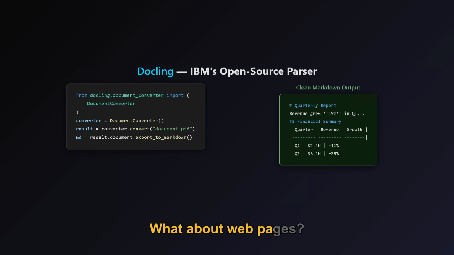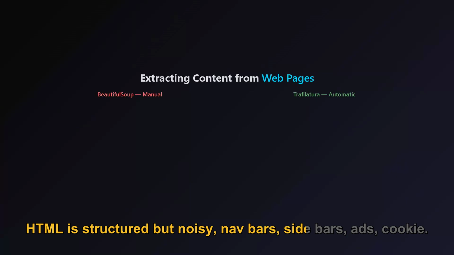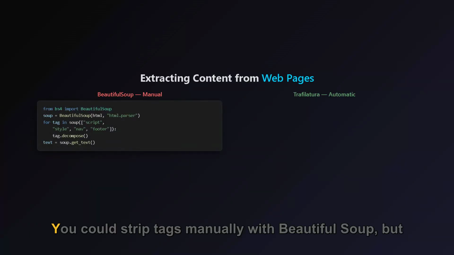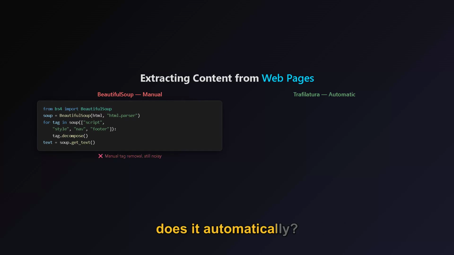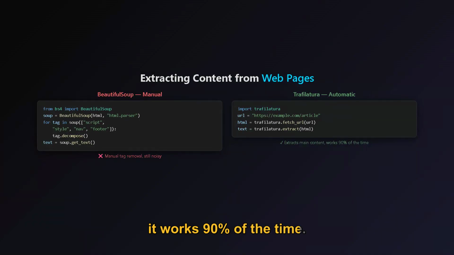What about web pages? HTML is structured but noisy: nav bars, sidebars, ads, cookie banners. You could strip tags manually with Beautiful Soup, but Trafilatura does it automatically. It's designed to extract the main article content, and it works 90% of the time.